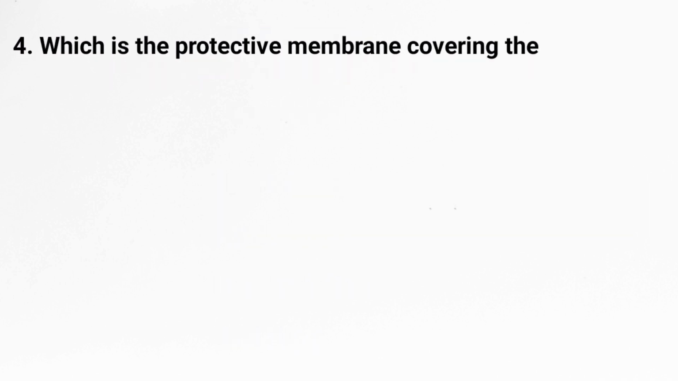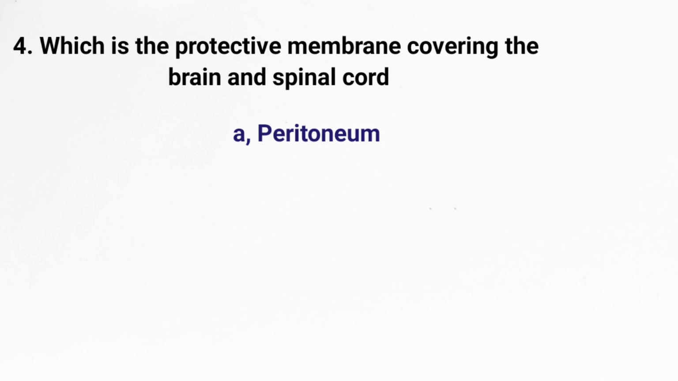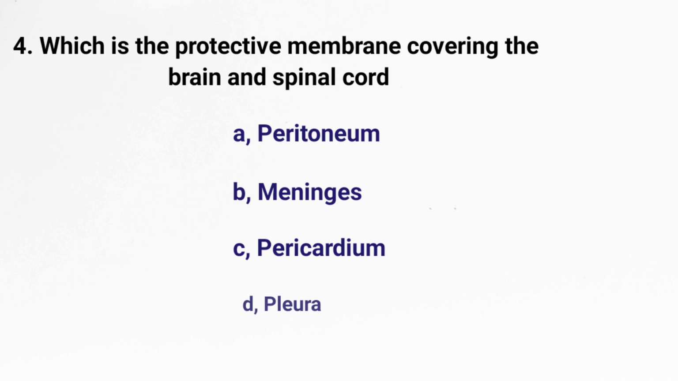Question number 4. Which is the protective membrane covering the brain and spinal cord? Option A. Peritoneum. Option B. Meninges. Option C. Pericardium. Option D. Pleura. The answer is option B. Meninges.